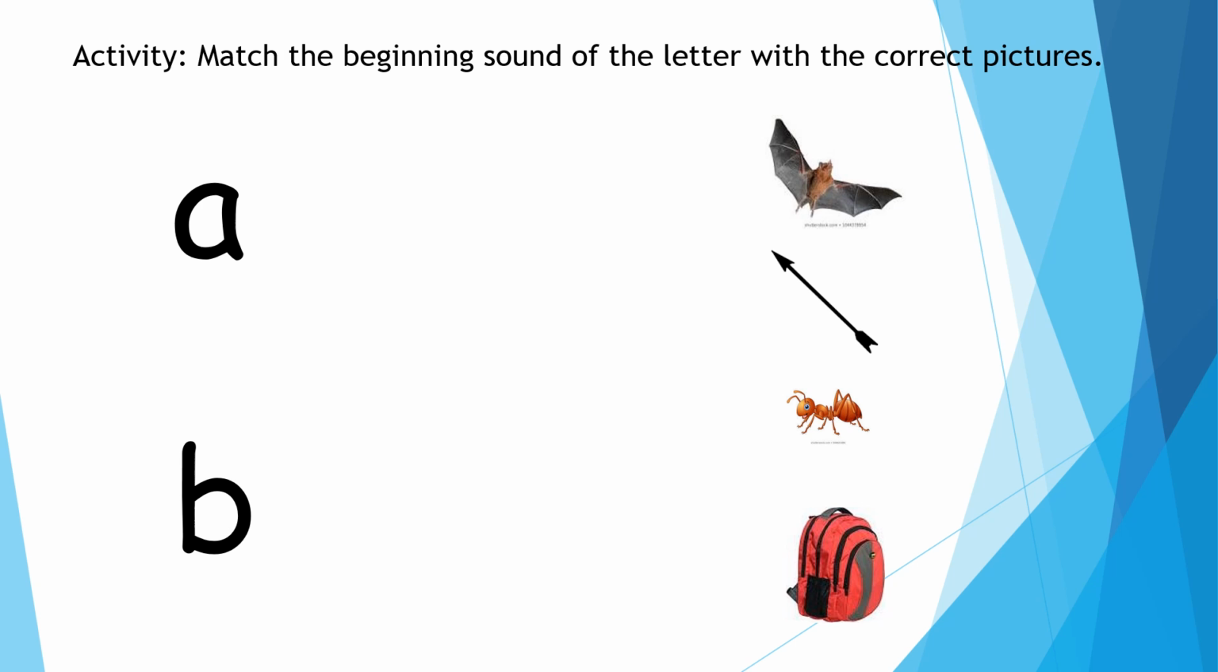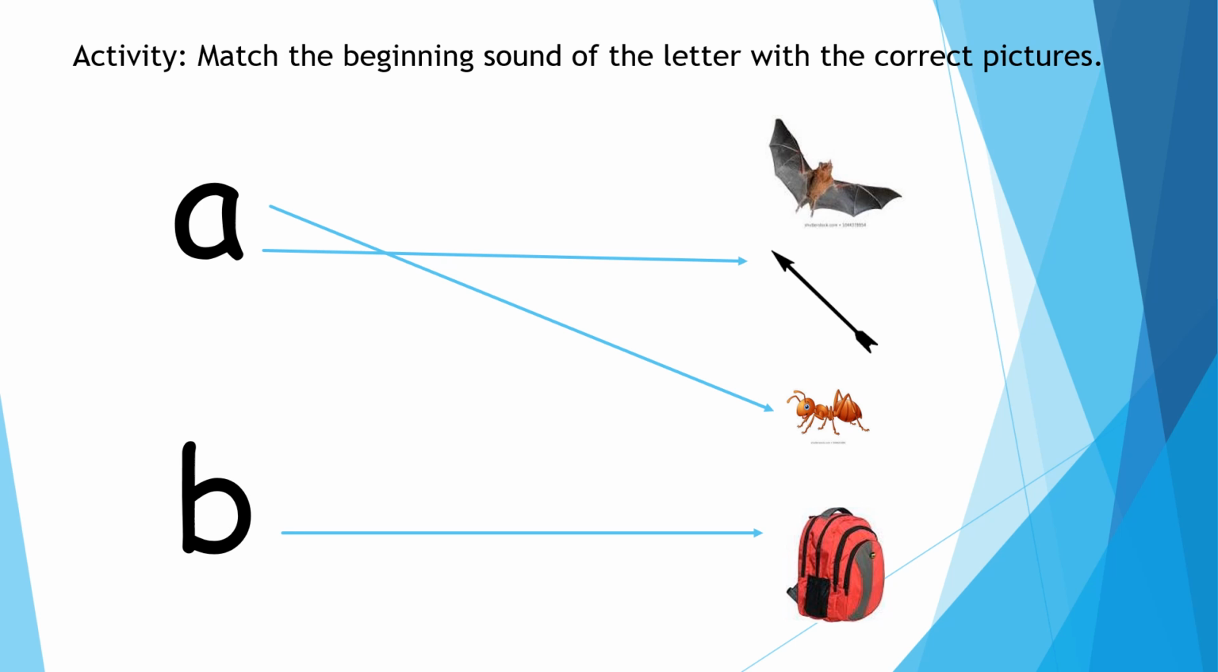Try to do this activity. Match the beginning sound of the letter with the correct pictures. Let's check your answers. A is for ant. A. Arrow. B is for bag. B. Bat. Did you get all the correct answers? Good job!